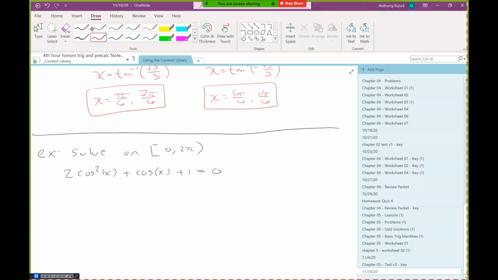What's different about this problem than the previous ones? We have more than one trig function being added or subtracted from each other. How will I need to attack this? Here's a little hint. Let's make a substitution and just pretend that A is equal to cosine. What would this become then?